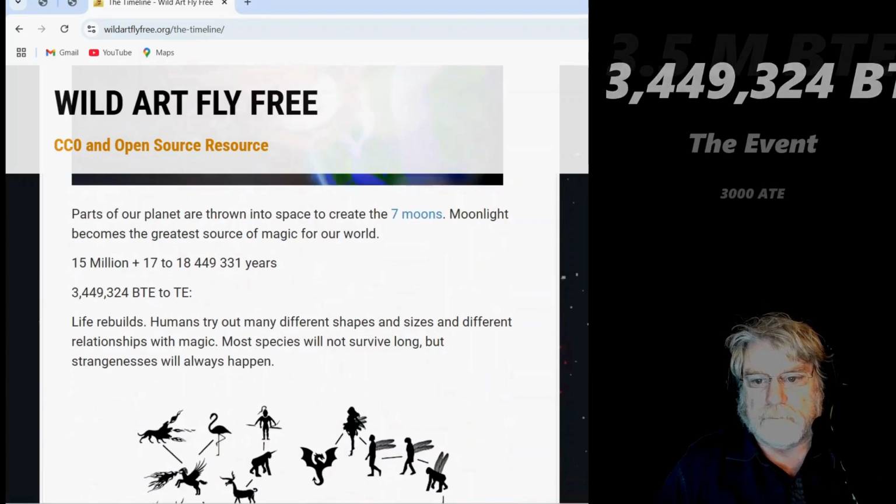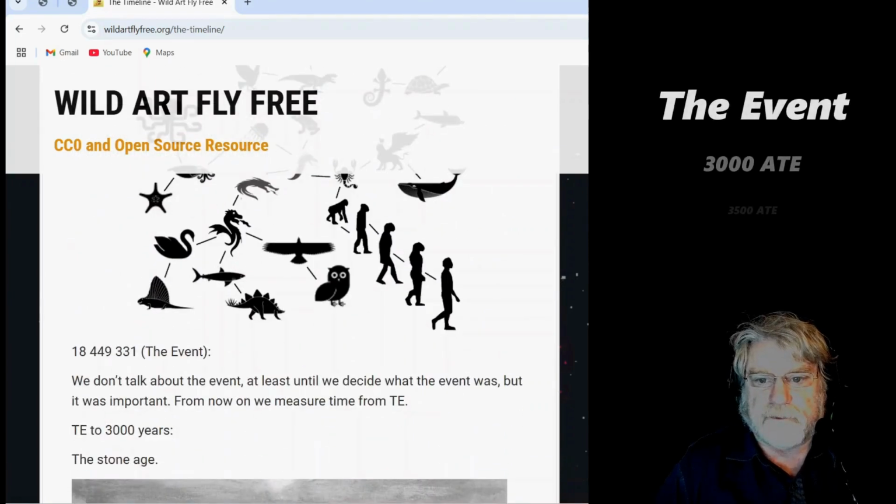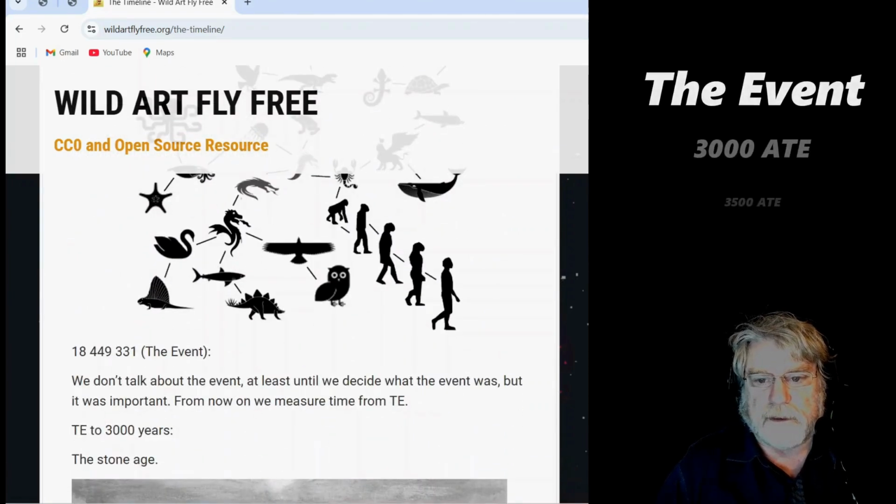Okay, the event. It's from the start of the planet, Opsapuduk, 18,449,331 years after the start of the planet, the event. We don't talk about the event at least until we decide what the event was, but it was important. From now on, we measure the time from TE. So whenever we figure out what the event was, it would be really handy if we could use the initials TE. Just a thought.